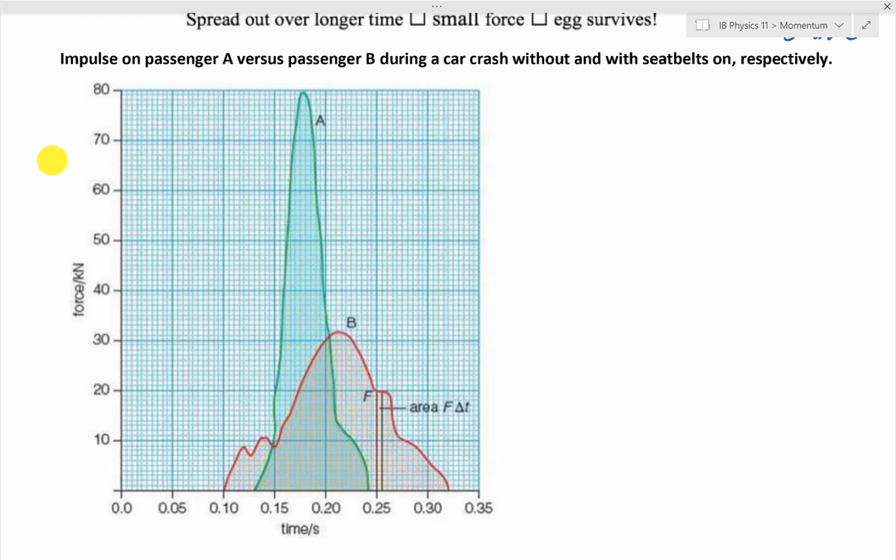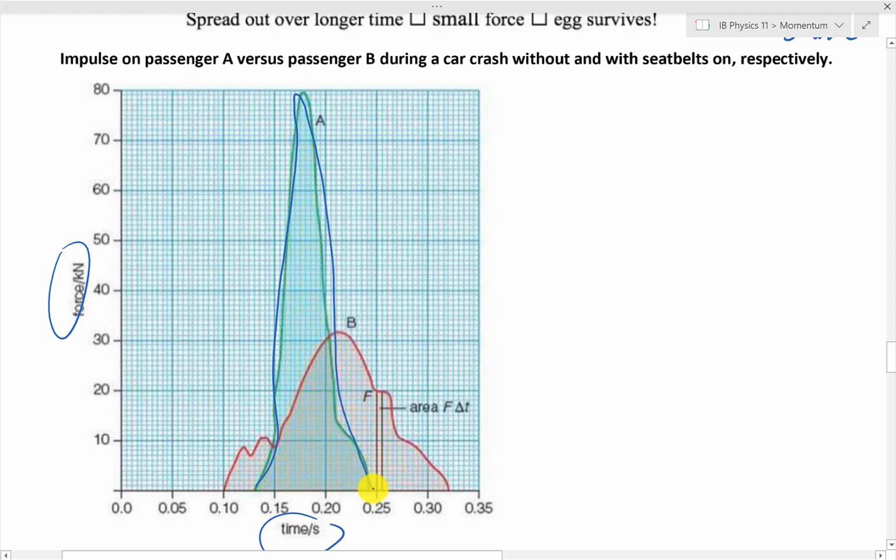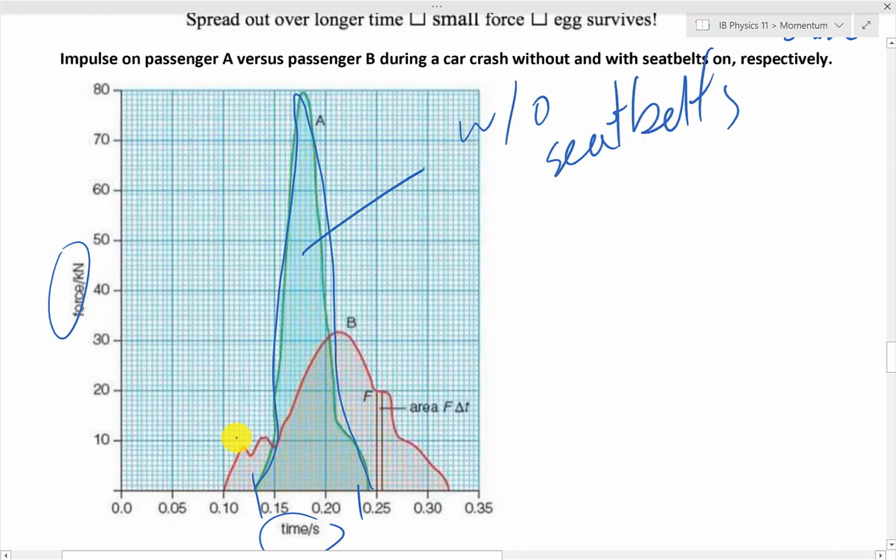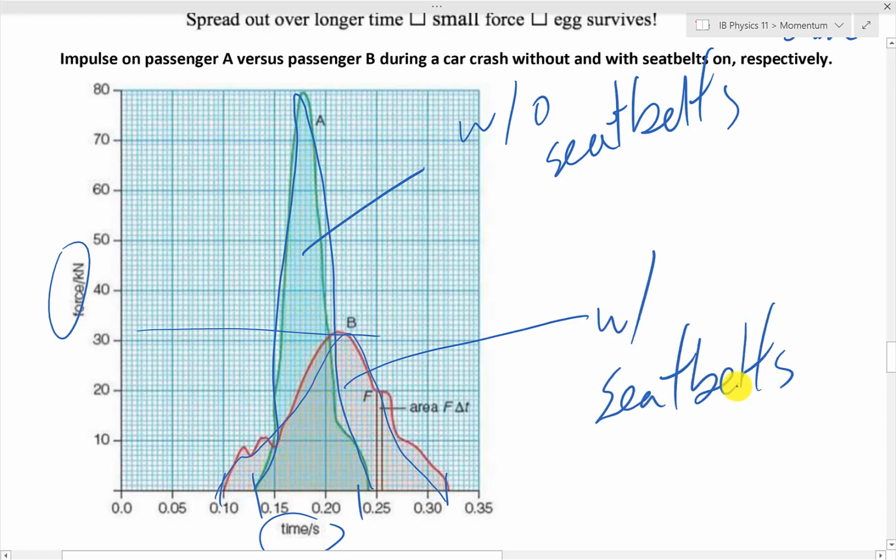So here we have a passenger A, and this is also a force-time graph. Passenger A sustains a large amount of force in a short amount of time without seatbelts on. And then here we have a passenger B who is wearing their seatbelts. Here we have a smaller amount of force, but that force applied over a longer period of time.